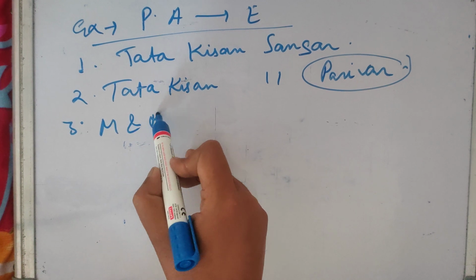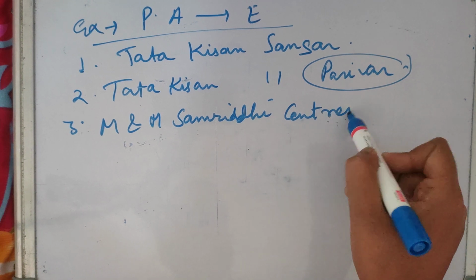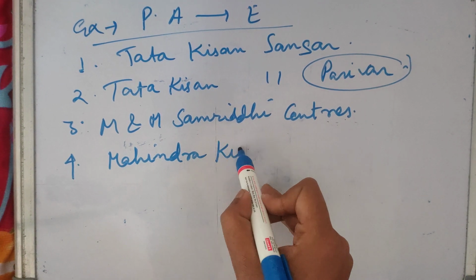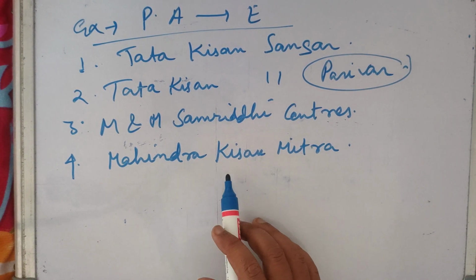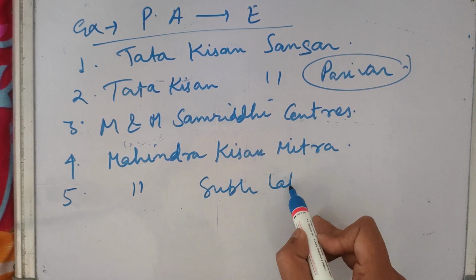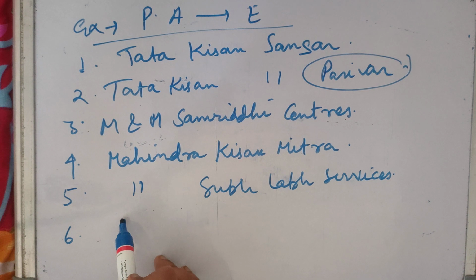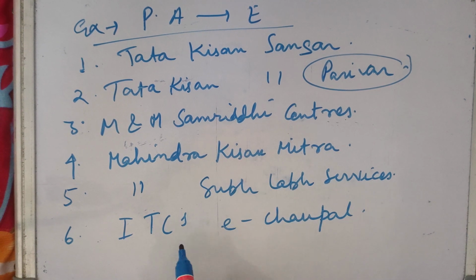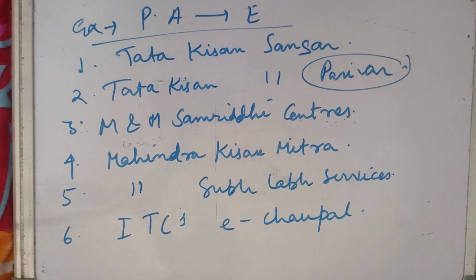There is M&M Samriddhi centers. It helps in farmer education. We have got Mahindra Kisan Mitra. It gives the latest information on soil, climate, crops, etc. Mahindra Subh Labh services is a single window for all agriculture services. We have got ITC's e-Chopal, linking farmers via internet. So these are some examples of private agencies involved in extension.